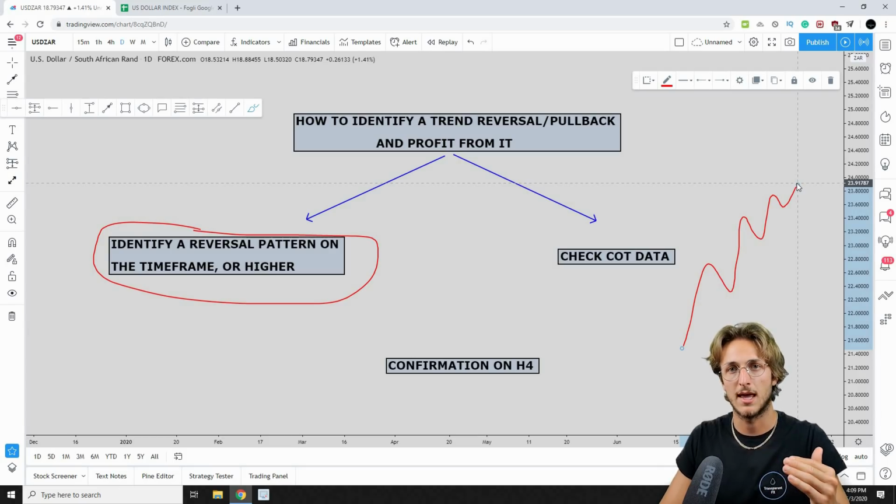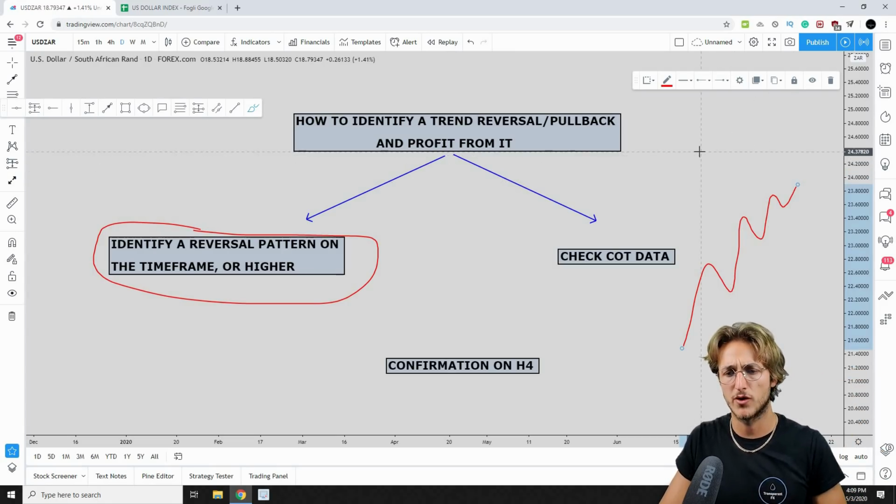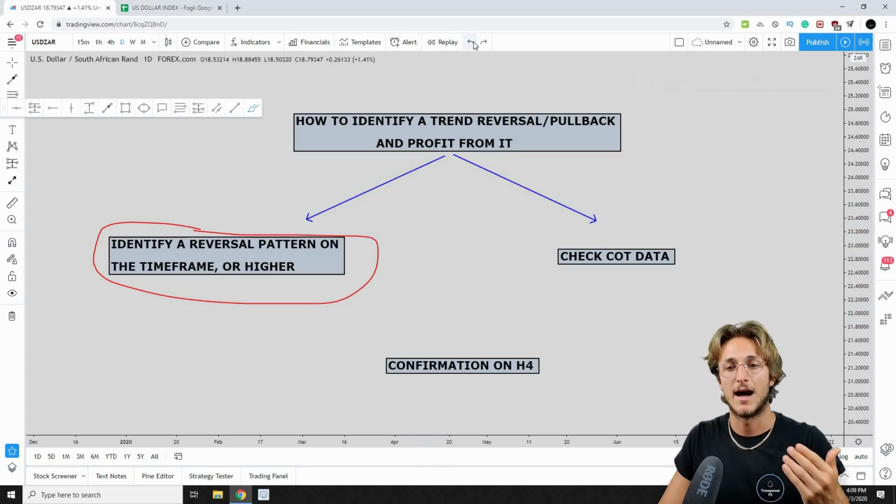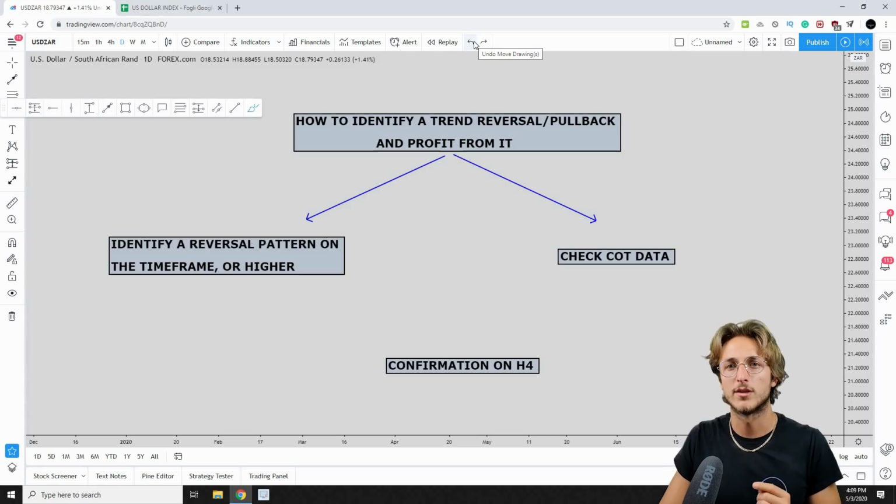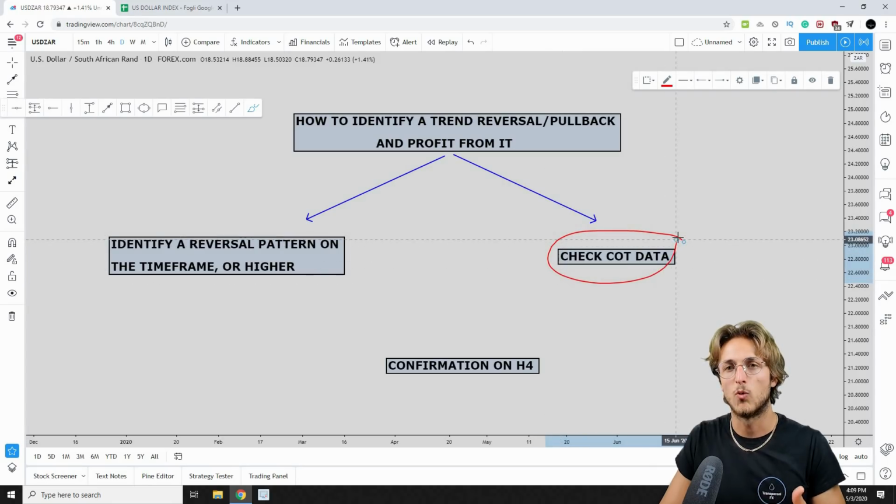If you're looking at the weekly and you're looking for a trend reversal on the weekly, then you have to be looking for a weekly reversal pattern or a monthly reversal pattern. Very, very important. Then after that, if you have identified a trend reversal pattern, what are you supposed to be doing? Checking the COT data. Now, what is the COT data?